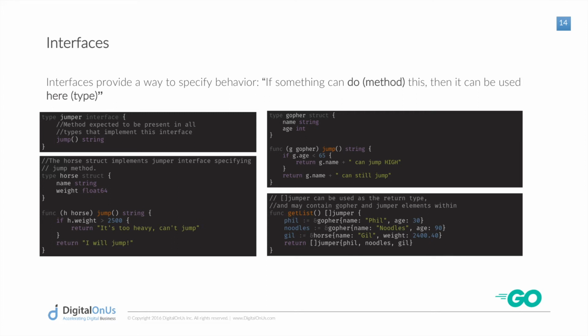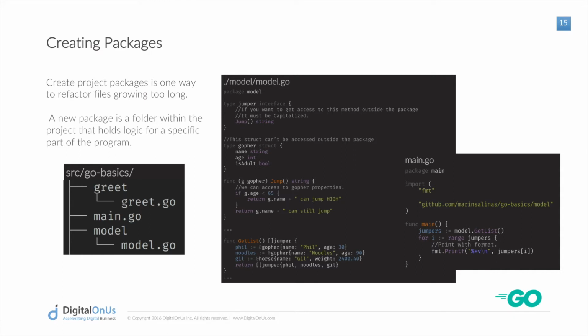As we add more code to the main file, keeping everything for our program inside a single file gets complicated. One way to refactor files growing too long is to create project packages. A new package is a folder within the project that holds logic for a specific part of the program. As we can see, our Go Basics project has two packages, Grid and Model. For now, let's take a look at the Model package that contains its main file called model.go.